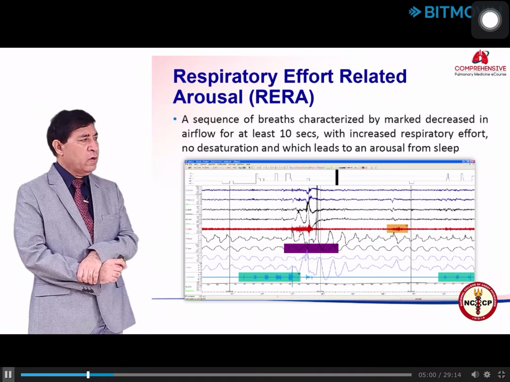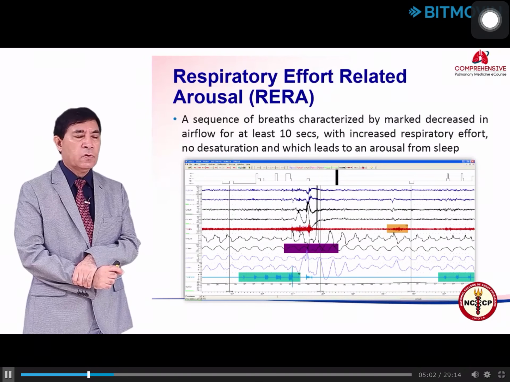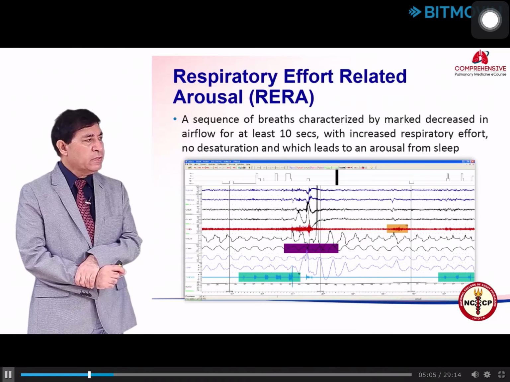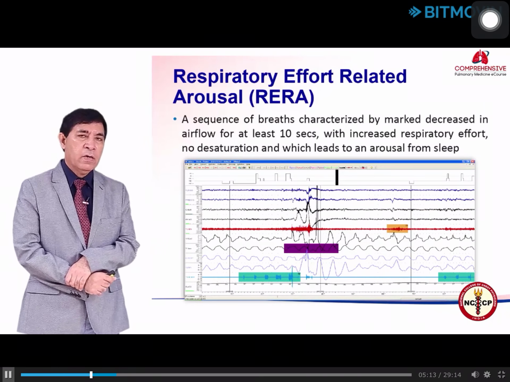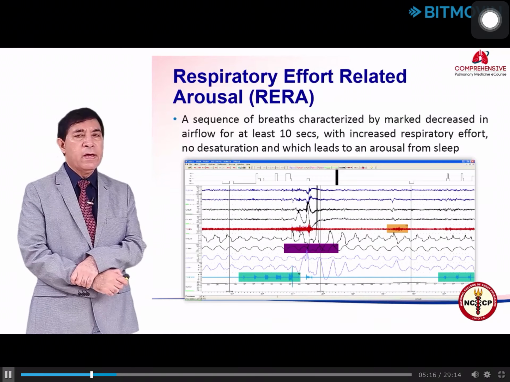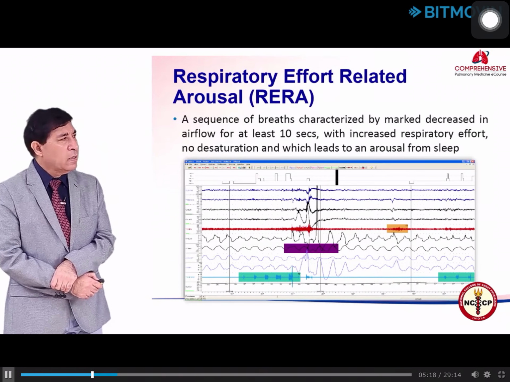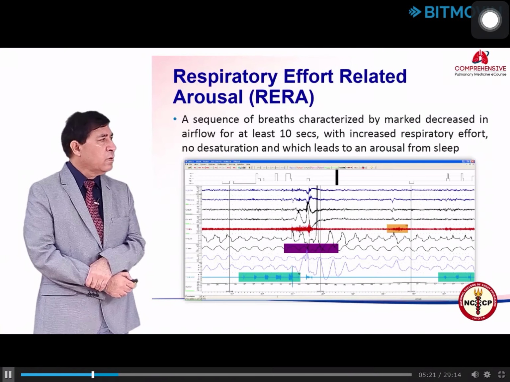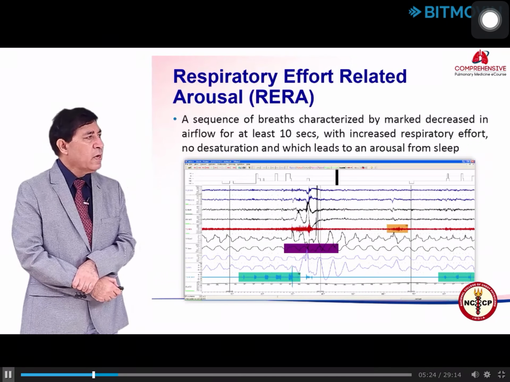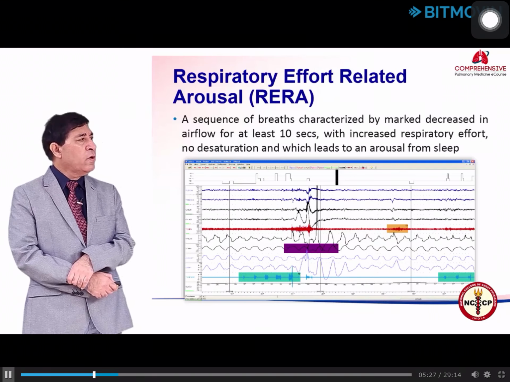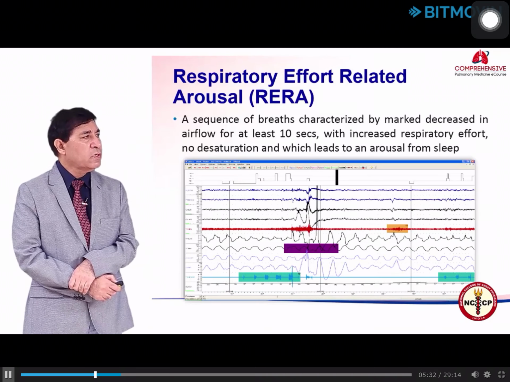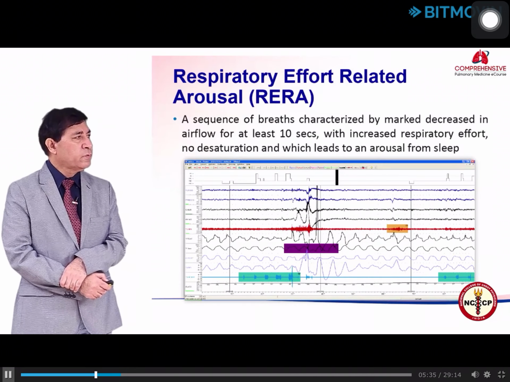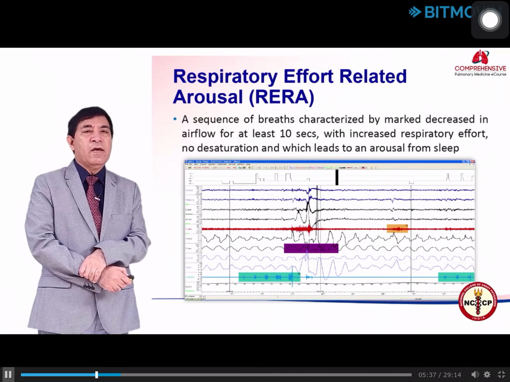Now, here you see that there are no frank apneas and no frank hypopneas, but in the flow there is a flattening. There are a few cycles of breathing where the flow top is flattened. It does not fit into a typical hypopnea or apnea, and it is followed by an arousal. This is what we call a respiratory effort related arousal. It is a sequence of breaths characterized by a marked decrease in airflow for at least 10 seconds with increasing respiratory effort, no desaturation, but which leads to an arousal. The important thing is that there is increasing effort in this.